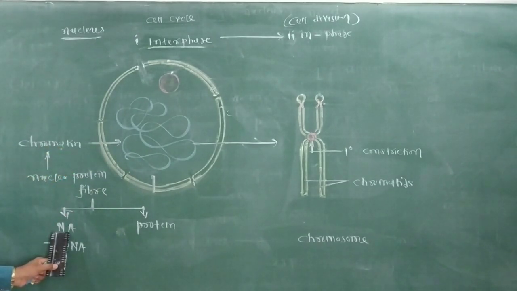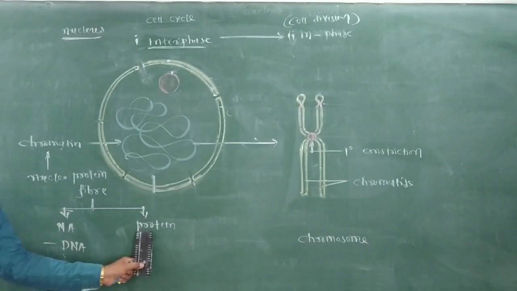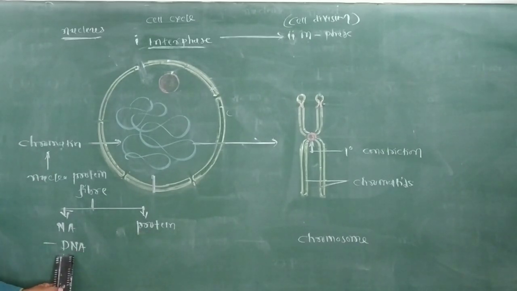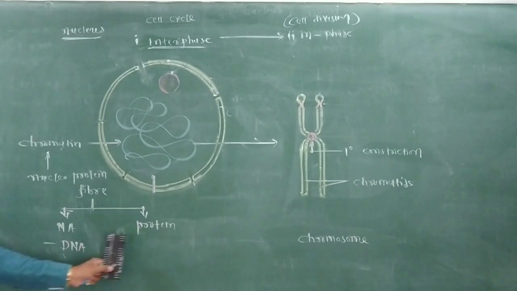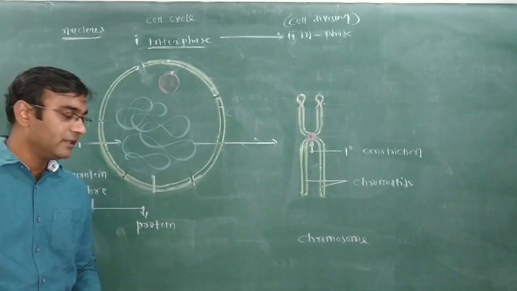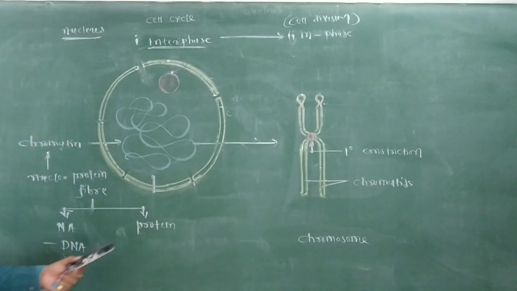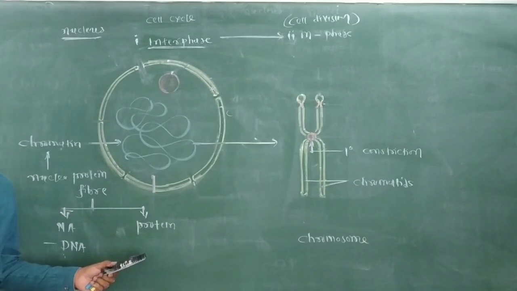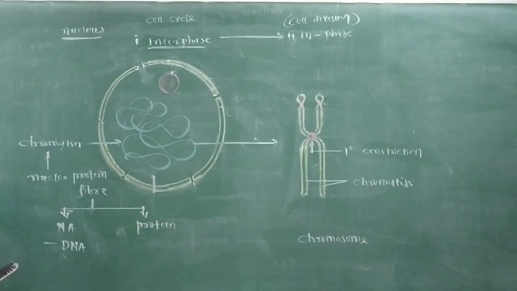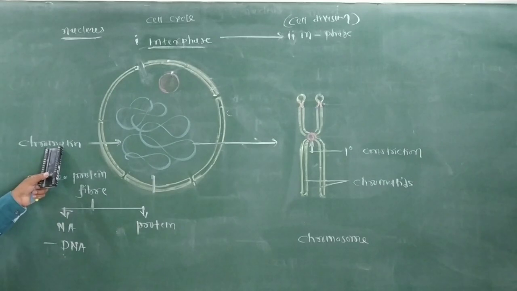This is made up of nucleic acid and protein. Which nucleic acid? DNA and RNA. And the protein is basic protein, that is histone protein, as well as non-histone protein, which we already learned in our previous lecture. The main component of chromatin is DNA.